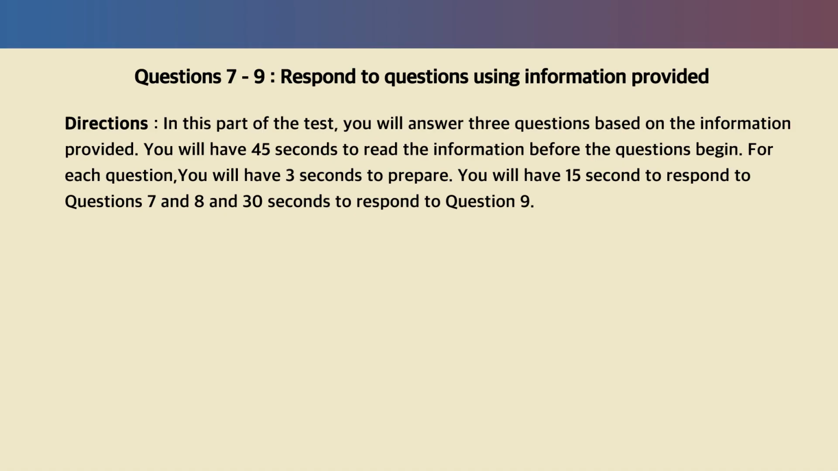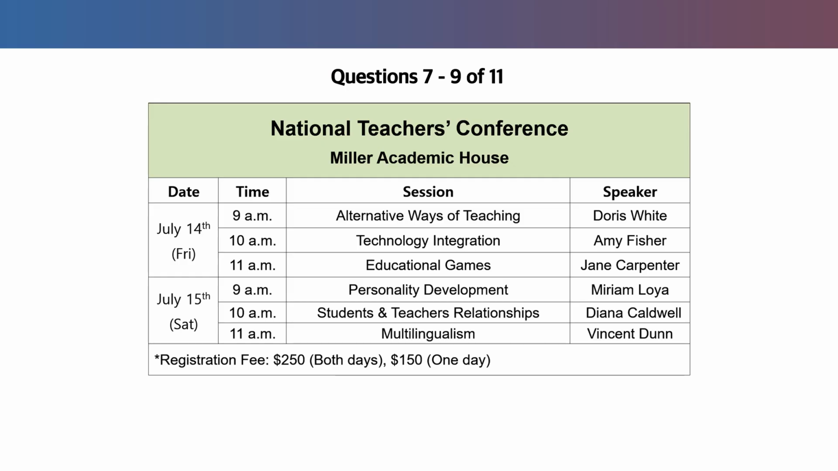In this part of the test, you will answer 3 questions based on the information provided. You will have 45 seconds to read the information before the questions begin. For each question, you will have 3 seconds to prepare. You will have 15 seconds to respond to questions 7 and 8, and 30 seconds to respond to question 9. Begin preparing now.